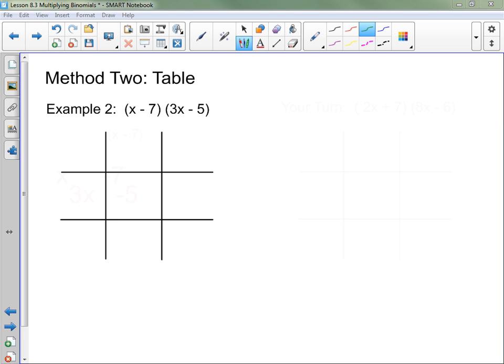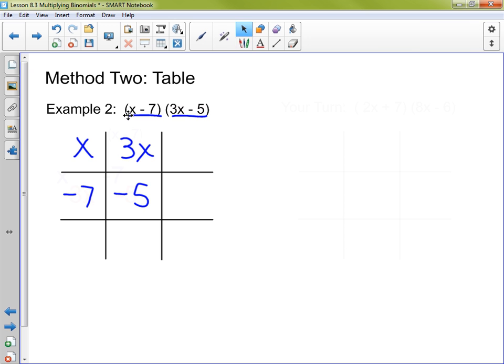Okay, so to use the table method, what you're going to do is write each binomial in the first column and the second column. So I'm going to write it like this: x minus 7 and 3x minus 5. Now if you look in your book, they do it slightly different. I'm setting you up to do this same method in a later lesson. So if you do it this way, it will really help you later on when we start to factor. So here's how you get your answer.